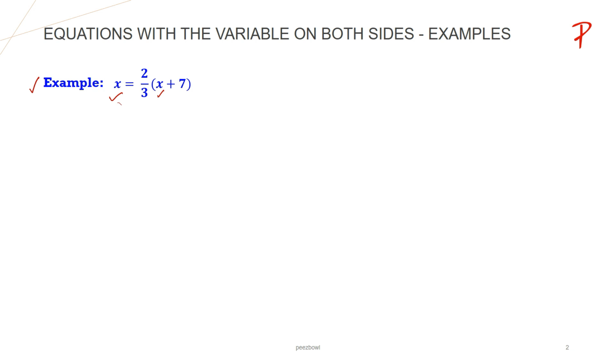So the first step is to eliminate the fraction. I will write the equation here one more time. x is equal to 2 upon 3 and in the bracket we have x plus 7, right? On the RHS we have a fraction, that is 2 upon 3. To remove the denominator, which is 3, we will multiply both sides of the equation by 3, because it's an equation, we must do the same operation on both sides to keep it balanced.